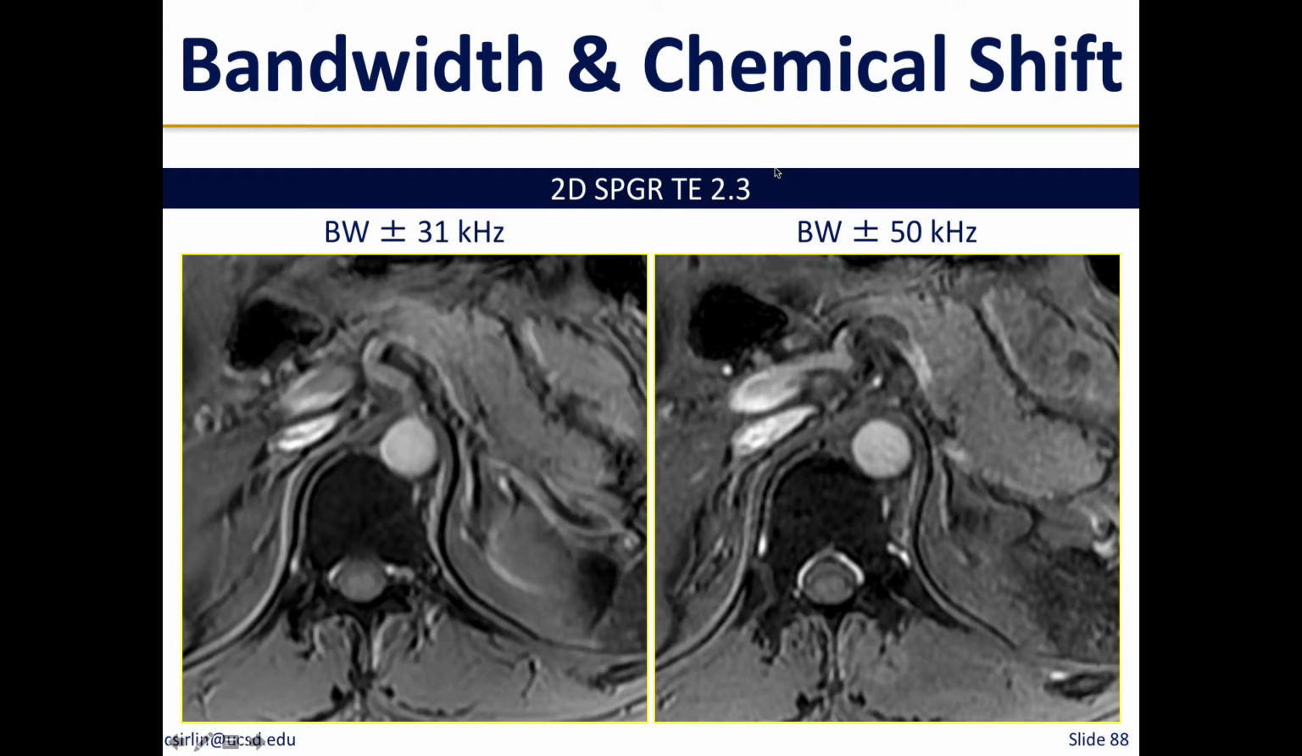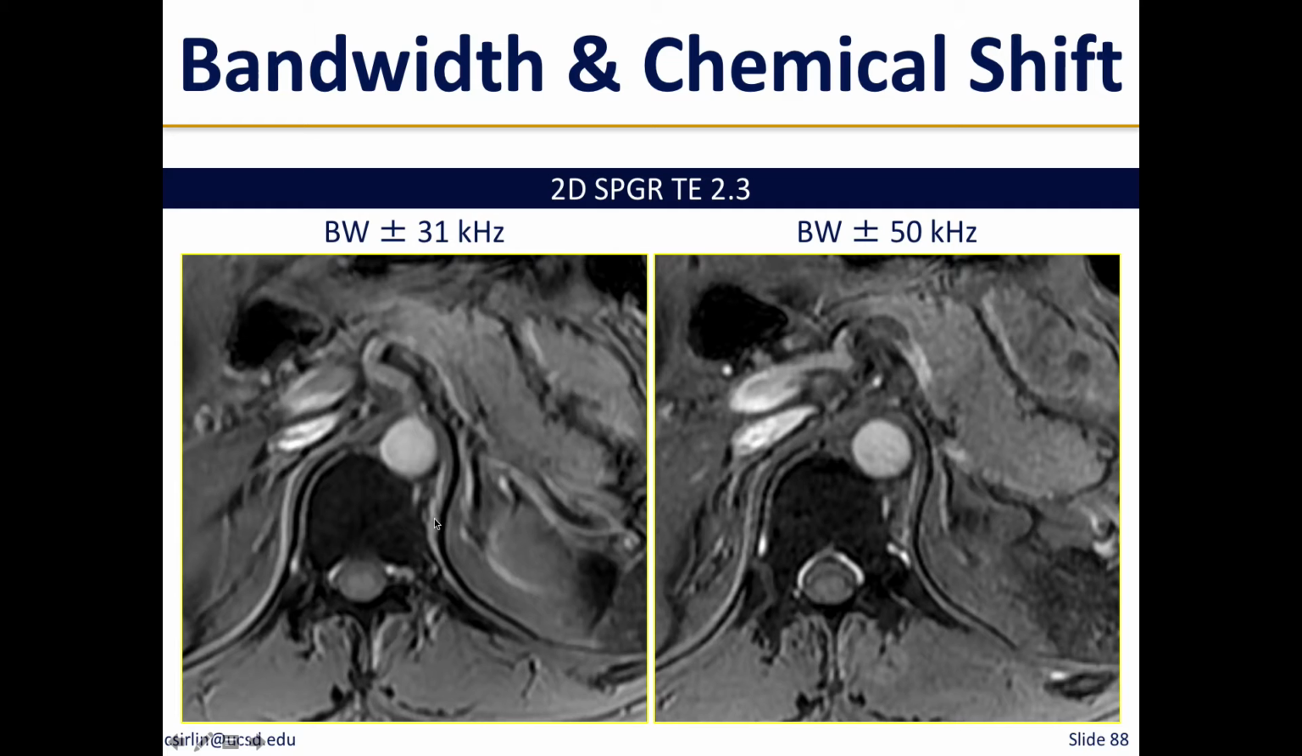Increasing the bandwidth can also decrease the chemical shift. So the chemical shift, there's this black line here and this bright line here, and that chemical shift can be pretty distracting, especially, maybe it doesn't matter so much here, but imagine you're trying to do a prostate MRI and you see all this chemical shift and you're trying to look for subtle tiny little lymph nodes.